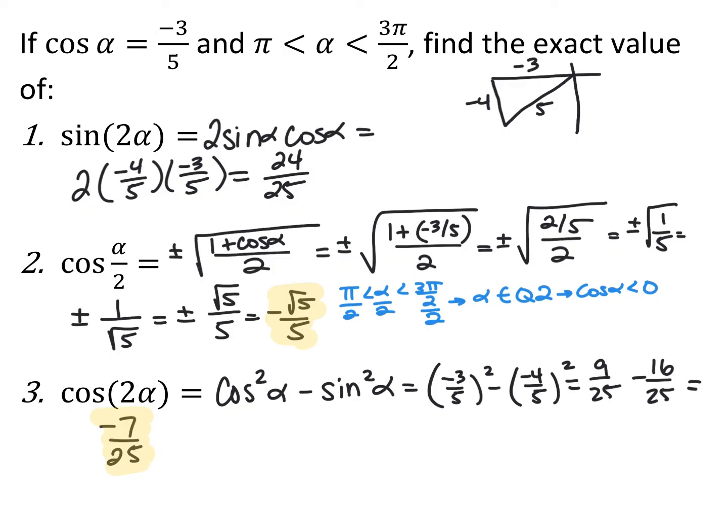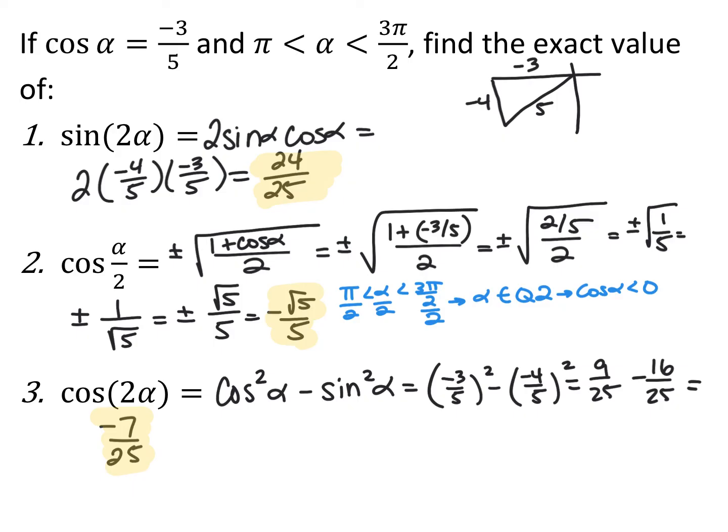So I multiplied all this together, and I got that sine 2 alpha is 24 over 25. For cosine of alpha over 2, it's plus or minus the square root of (1 plus cosine of alpha) over 2, where cosine of alpha is negative 3/5. So I end up with 2/5 in the numerator divided by 2. I end up with plus or minus the square root of 1/5, or plus or minus 1 over root 5, or plus or minus root 5 over 5. Those are all equivalent. So then I had to figure out whether it's going to be positive or negative.